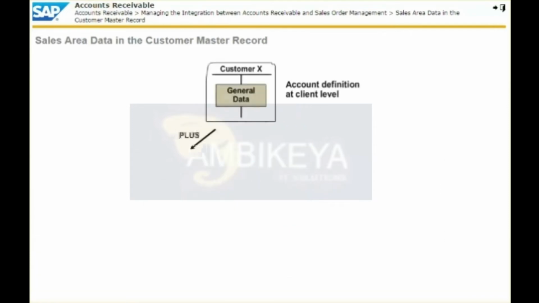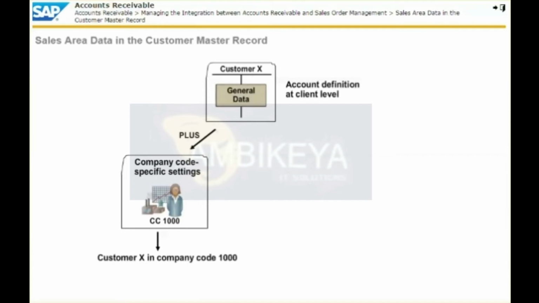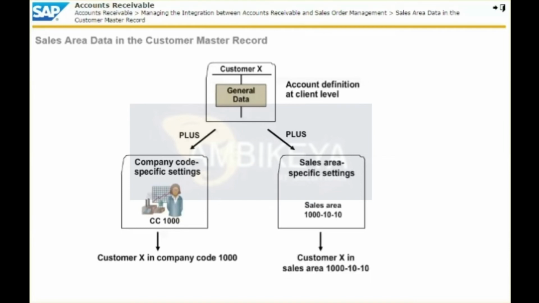A sales area is the combination of sales organization, distribution channel, and division. A sales area must define sales area specific settings for a customer before it can start doing business with that customer. These settings could be special conditions and terms of payment that the customer has arranged with the specific sales area.